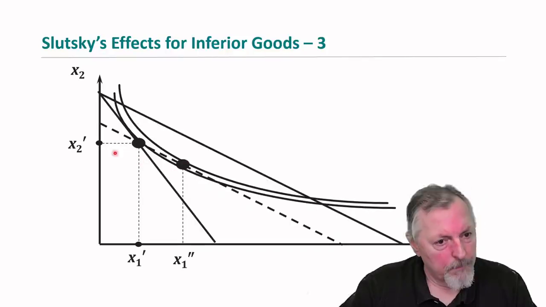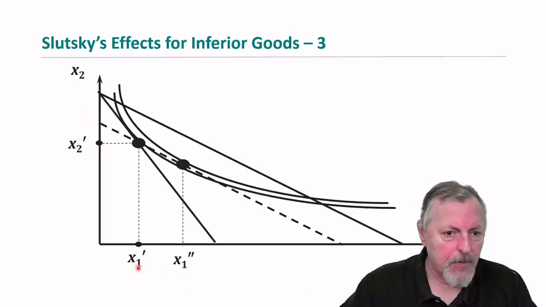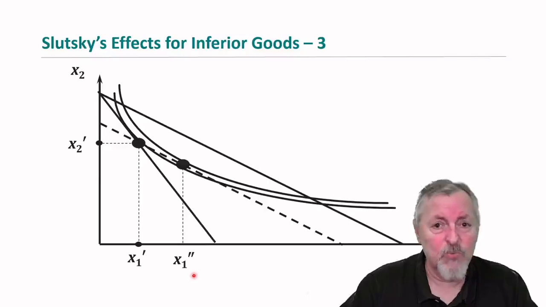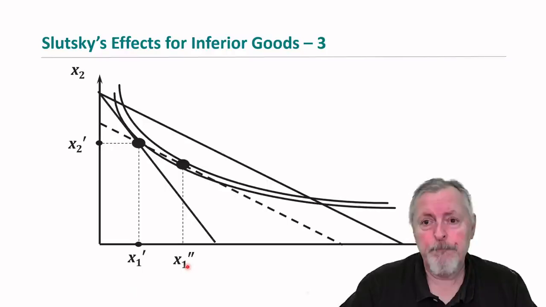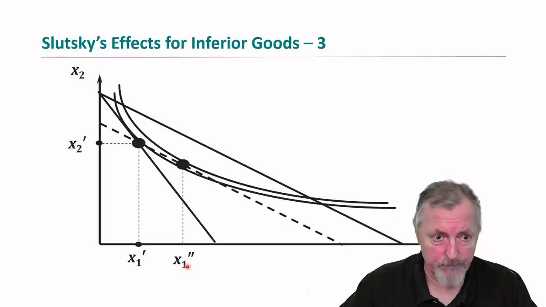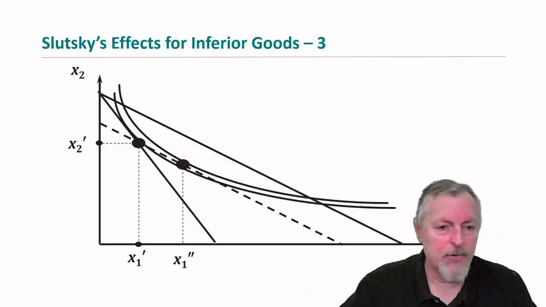So for thing one, the price of thing one is relatively cheaper. So you increase your consumption of thing one due to substitution. And it gets you on a slightly higher indifference curve.